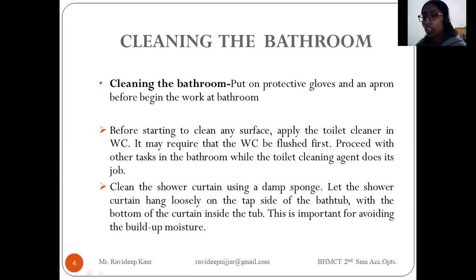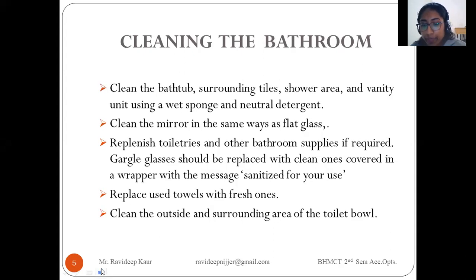Let the shower curtain hang loosely on the tap side of the bathtub with the bottom of the curtain inside the tub. This is important for avoiding the buildup of moisture. So once you have damp sponged the curtain, make sure you put it loosely into the bathtub, because then it will not build up moisture in that area.